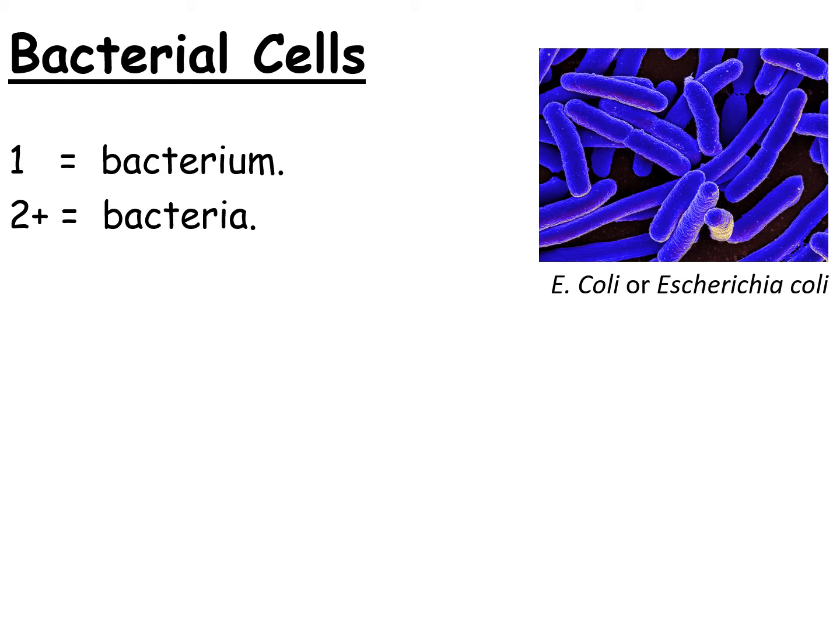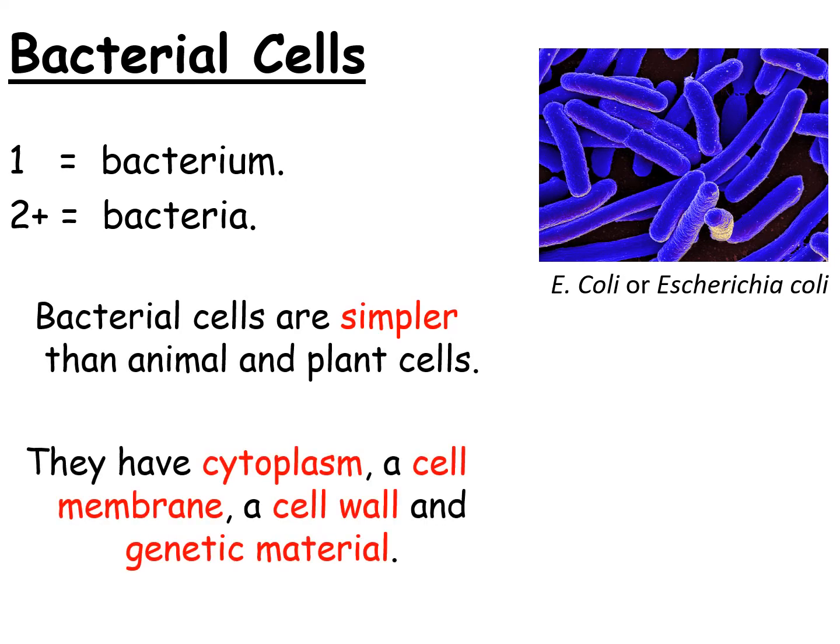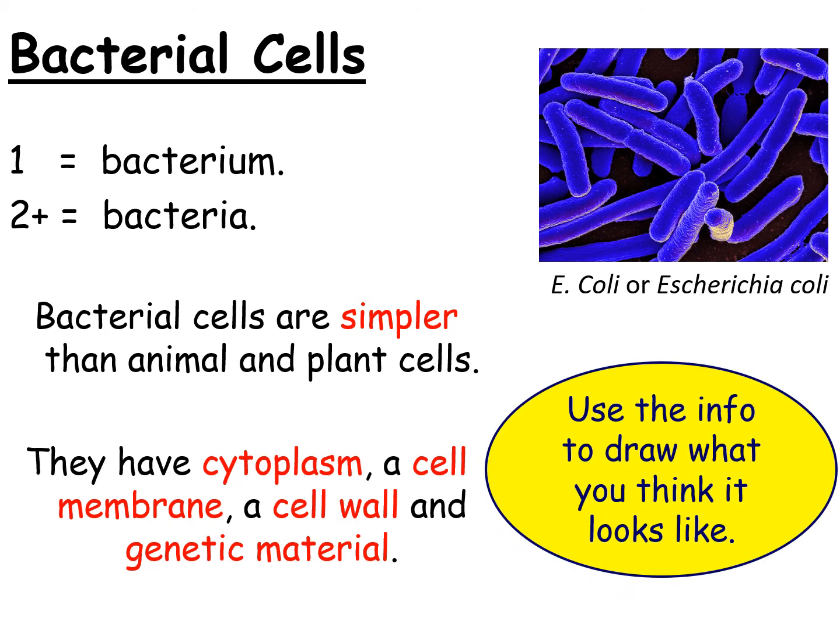Bacterial cells are much simpler than animal and plant cells. They have cytoplasm, a cell membrane, a cell wall, and some genetic material. You might have noticed there that I didn't say nucleus. Now, what I'd like you to do is to use the information from this slide and what I've just said to you to draw what you think a bacterium looks like. So pause the video now and have a go at doing that, please.